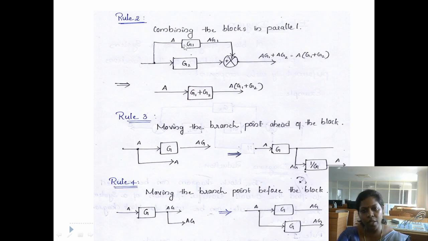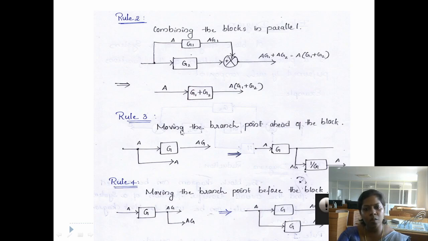When we reduce the blocks, there should not be any change in the input and output. When we reduce these two blocks in parallel to one block, signal A is the input and the output is A into G1 plus G2. So for getting one block from these two blocks, we have to add G1 and G2. If the blocks are in parallel, we add the blocks: G1 plus G2.